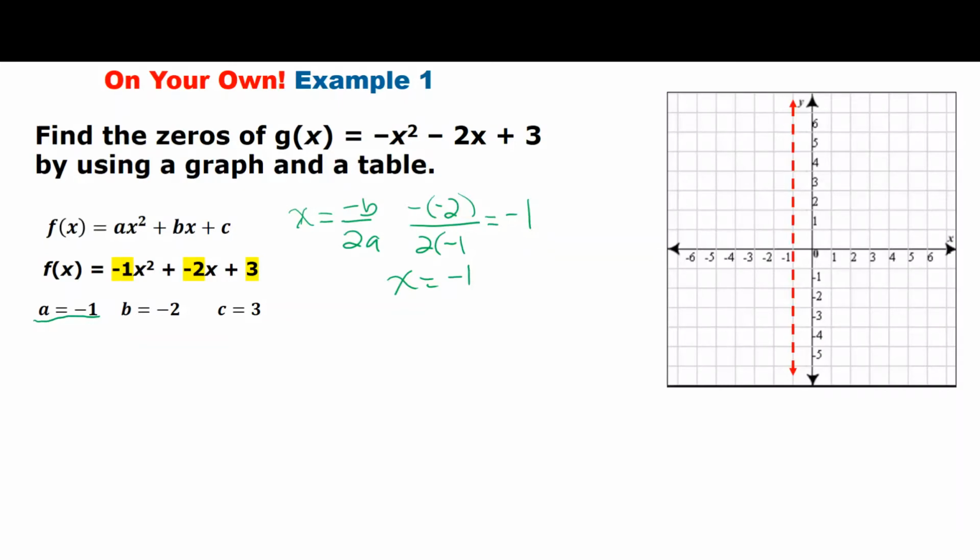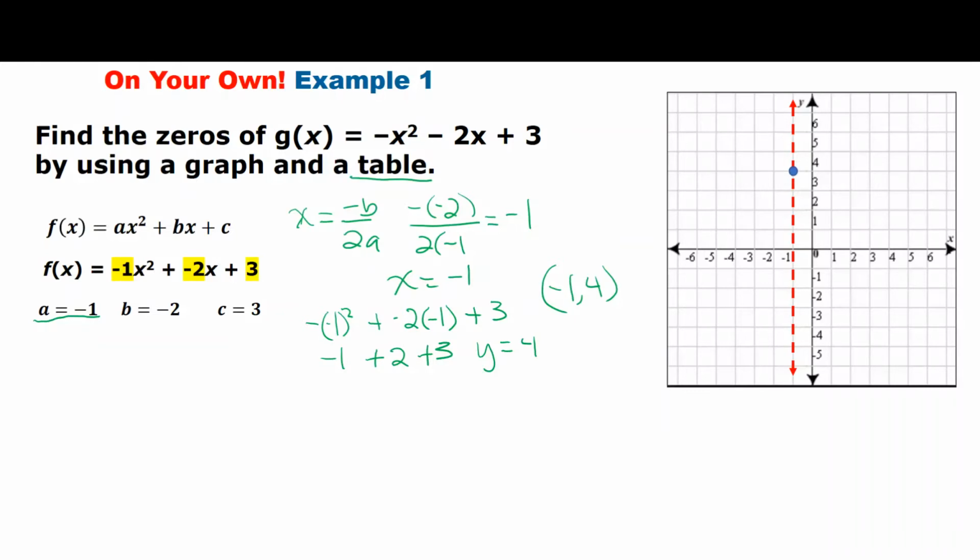Now, my vertex is going to lie on my axis of symmetry, so I'm going to just go ahead and fill in when x equals -1. So I'm going to say the opposite of (-1) squared plus -2 times -1 plus 3. So 1 squared is 1, but it says to take the opposite. So I'm going to have -1 plus 2 plus 3. So that would be 5 minus 1 is 4. So my y is going to equal 4. So my vertex is going to be found at (-1, 4). So let's go ahead and plot that. There's my point at (-1, 4).